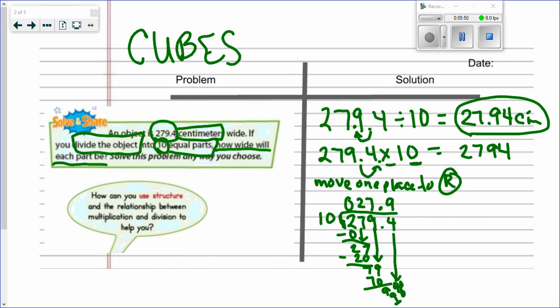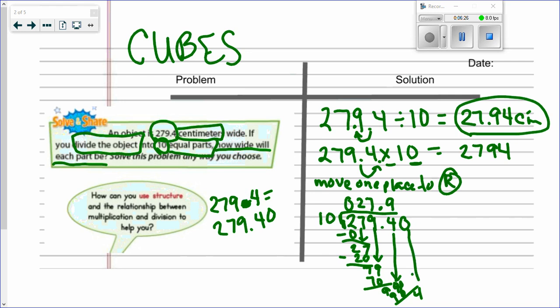I'm running out of room. And I subtract. Okay, I'm not going to do a remainder 4. I'm going to go ahead and put a 0 here, annex a 0. Okay, this does not change the value of 279 and 4/10. 279 and 40/100 means exactly the same value as 279 and 4/10 is equal to 279 and 40/100. Okay, that's a big decimal point there.